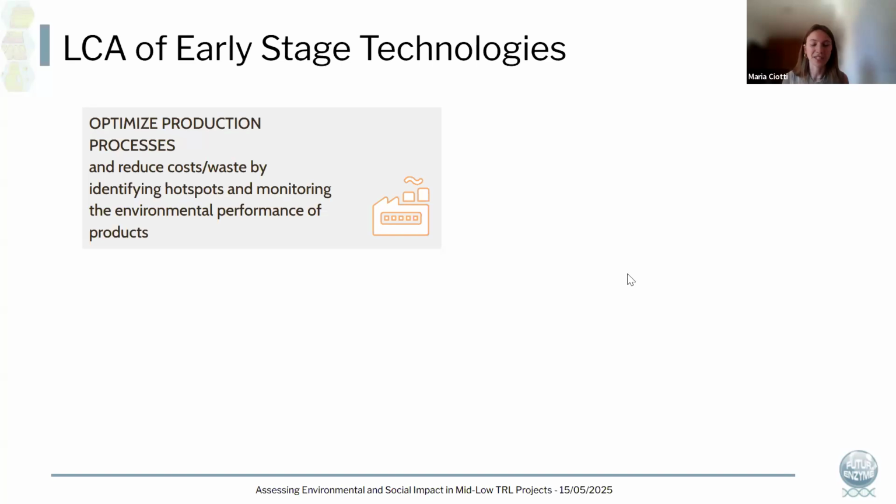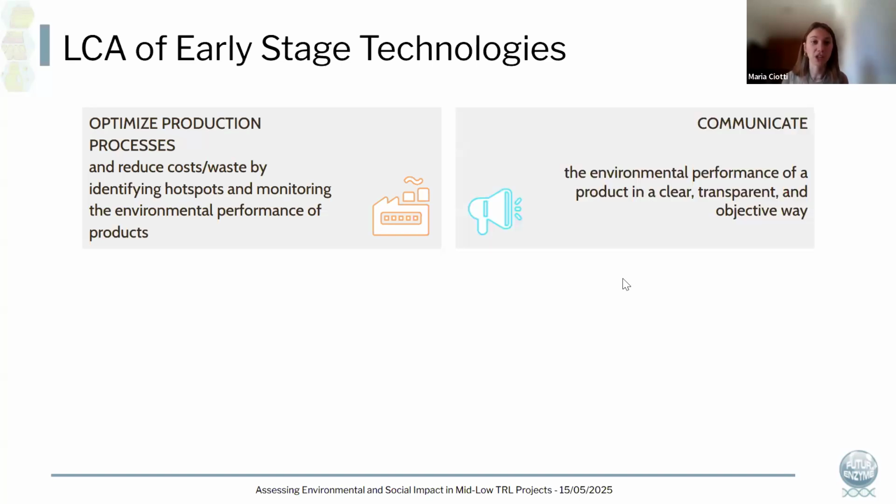A second point is, for example, also what we are doing today. So communication. It's important to have data that can clearly and transparently show what we are stating, what we present our product, for example, as a sustainable product or as a sustainable alternative to an already commercial product.